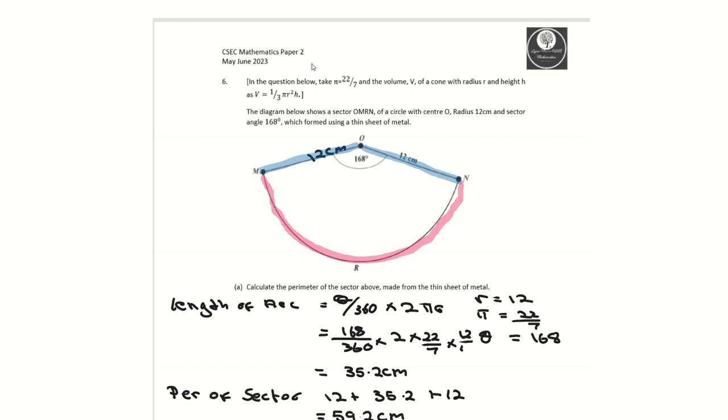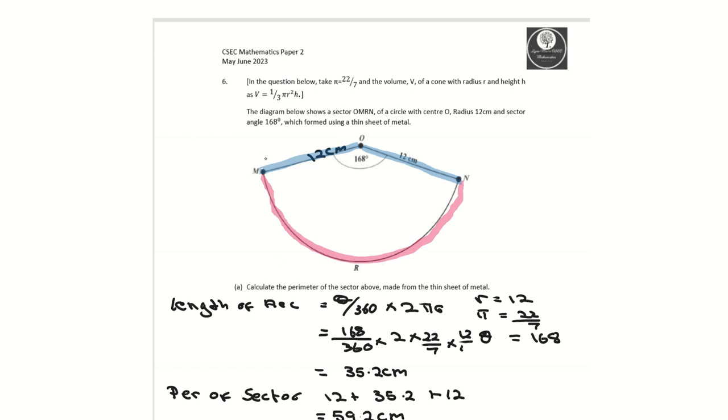The diagram below shows a sector OMRN of a circle with center O. Radius is 12 and the sector is 160. Calculate the perimeter of your sector above. Now we know that perimeter is what? Distance around. So if I start at M, I have to go right around and end up back at M.